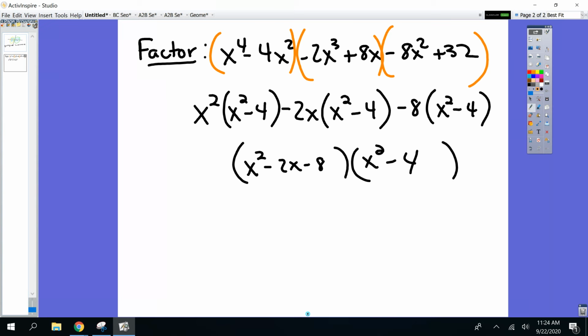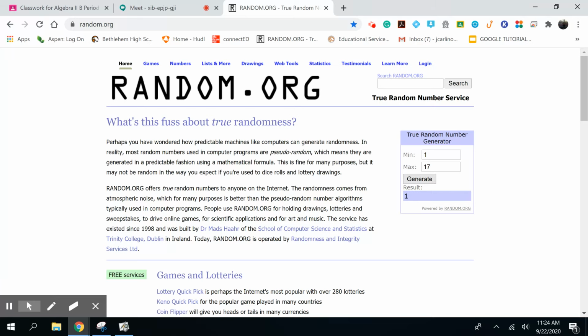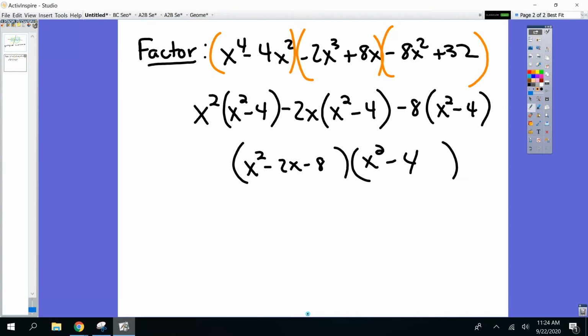Good job. But now I got to keep factoring till I'm done. Till I can't go anymore. Where are you going next? Oh, top of the list. Here we go, Bassett. What do you want to do, boss? Change the x squared minus 4 into x plus 2 and x minus 2. I'm for that. Want to do anything to the x squared minus 2x minus 8? Change it into x minus 4 and x plus 2.